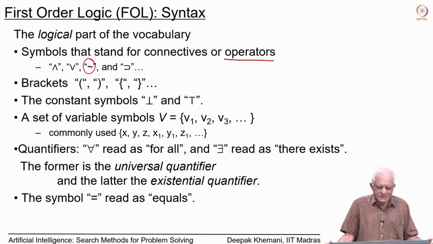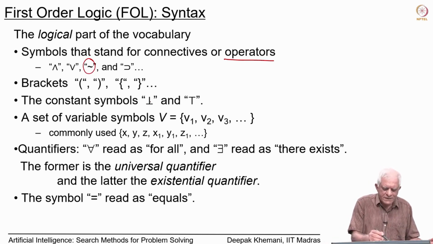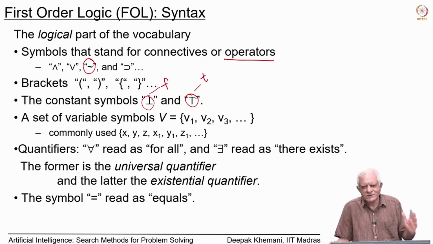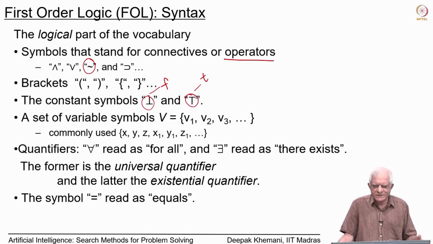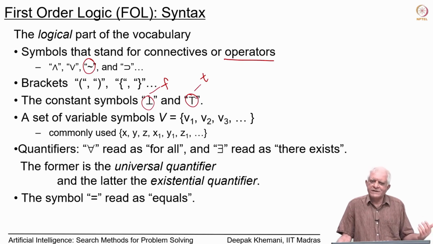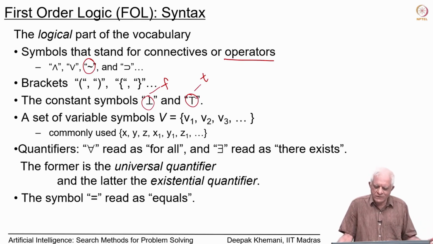Then we have constant symbols. These are just part of the language, and we have two constant symbols. We call the first one the bottom, and we call the other one the top, essentially. And sometimes some people may use false for bottom and true for top. It does not matter. There are two symbols which are associated with the language, and as you probably know, they are associated with two kinds of truth values. So, false is always false and true is always true, essentially.